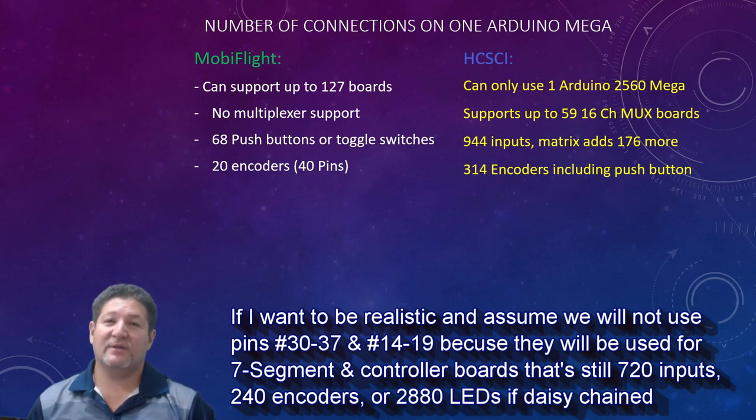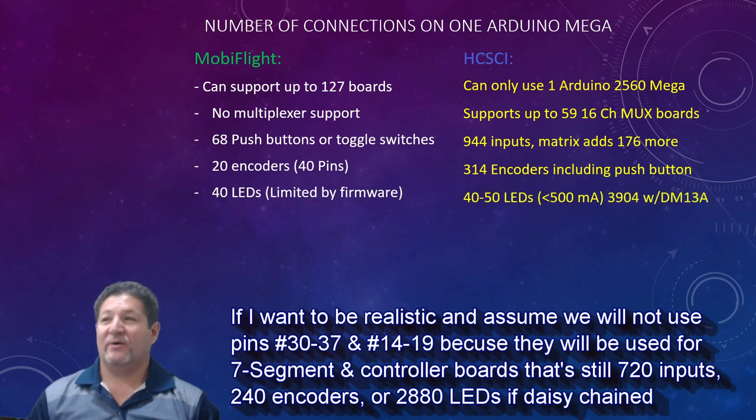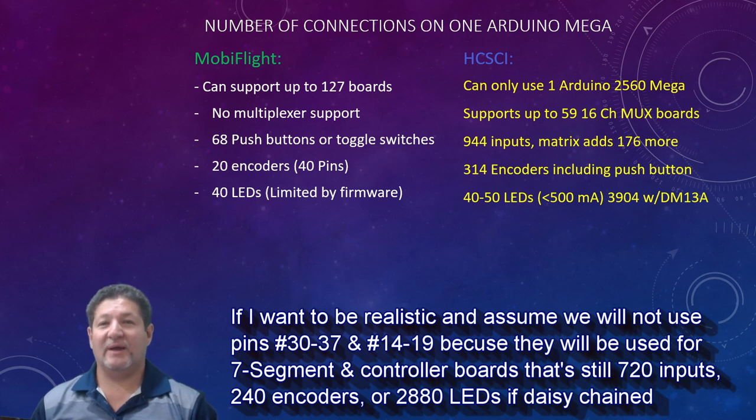Now, the calculation that I did for Hicksee, I counted that we can use up to 314 encoders, including the push button. If you don't include the push button, you can use 422 encoders. But nobody's probably going to need more than 15 or 20 or maybe 30 of them, so that's just overkill.